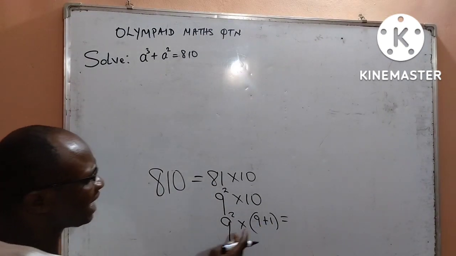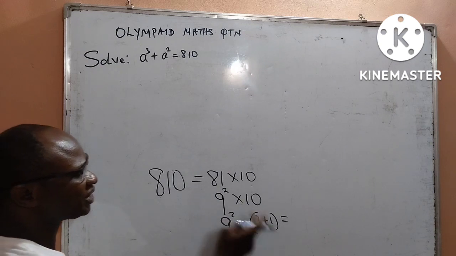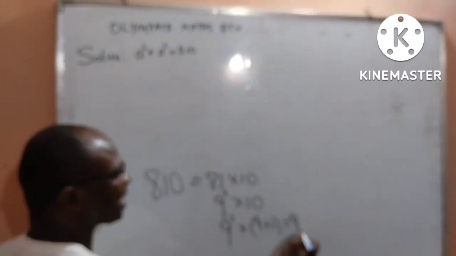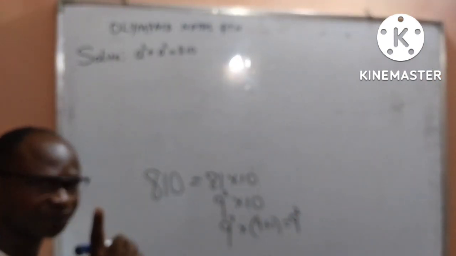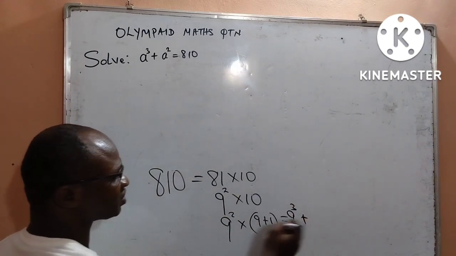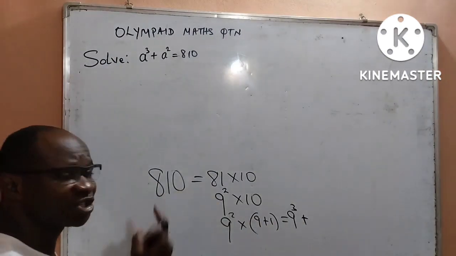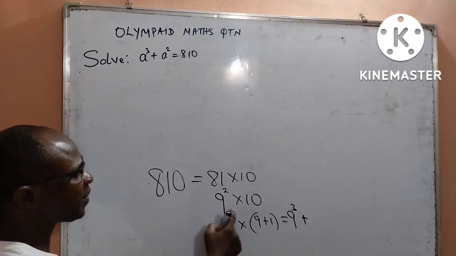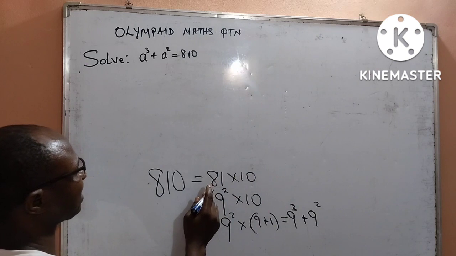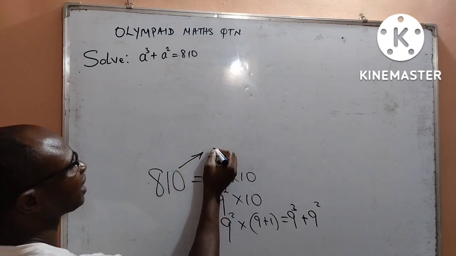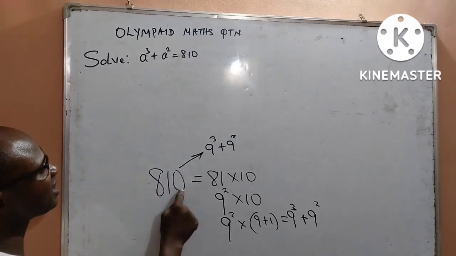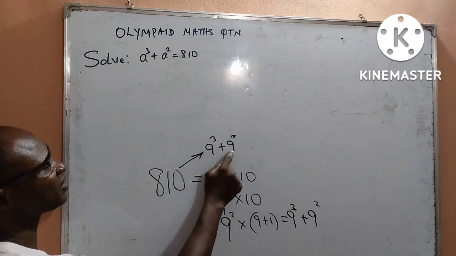Therefore, by the time I multiply 9 raised to power 2 with 9, because this 9 is raised to power 1, I will now get 9 raised to power 3. That is, 9 raised to power 2 times 9 raised to power 1 will give me 9 raised to power 3, plus this plus. I am just multiplying into the bracket. So 9 raised to power 2 times 1 will give me 9 raised to power 2. Exactly what I have now is equal to 810. So therefore, we can say that 810 is the same as 9 raised to power 3 plus 9 raised to power 2.